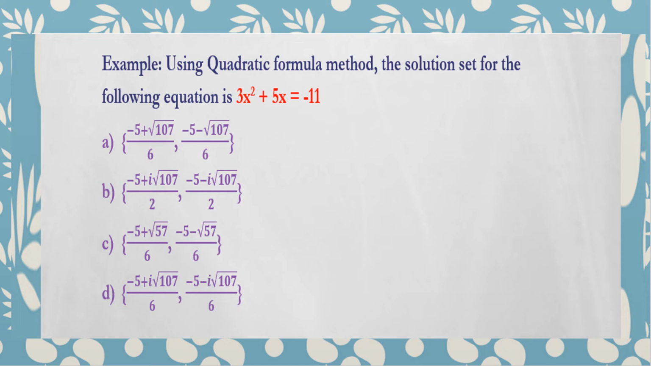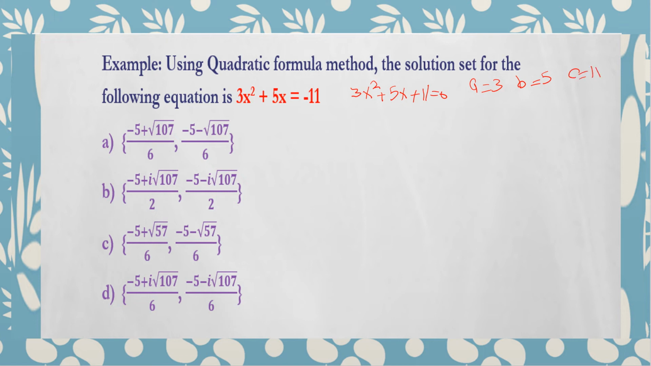Another example, using the quadratic formula method, find the solution set of this equation: 3x squared plus 5x equals minus 11. Again, we should first put this equation into the standard form, which is 3x squared plus 5x plus 11 equals 0. And a equals 3, where b equals 5 and c equals 11.